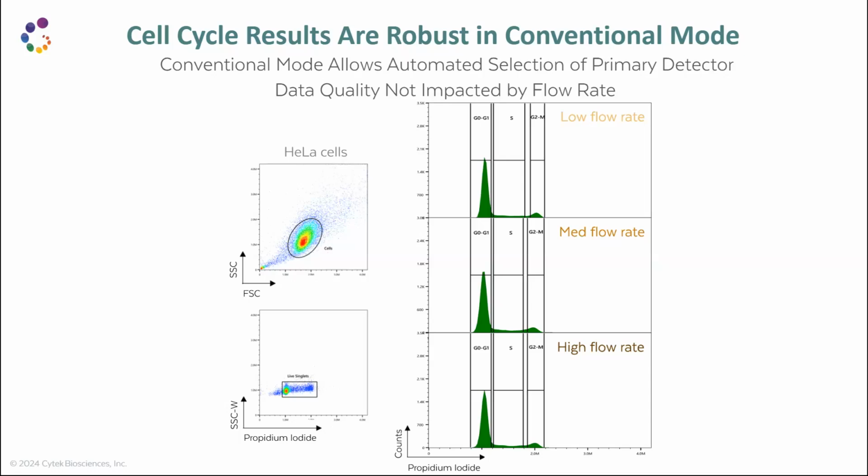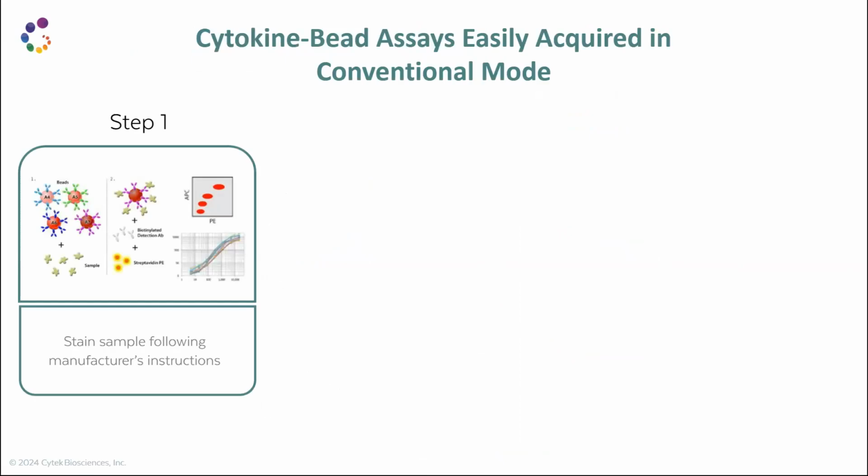What I want to show you next is that we described so far one color assays, but this one has 2 colors. It has APC and PE. Once again, acquired in conventional mode. This assay allows you to measure cytokines that are in suspension.